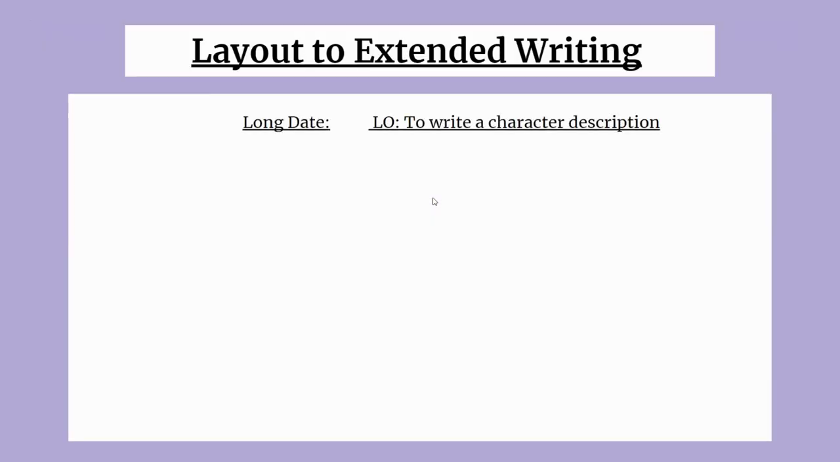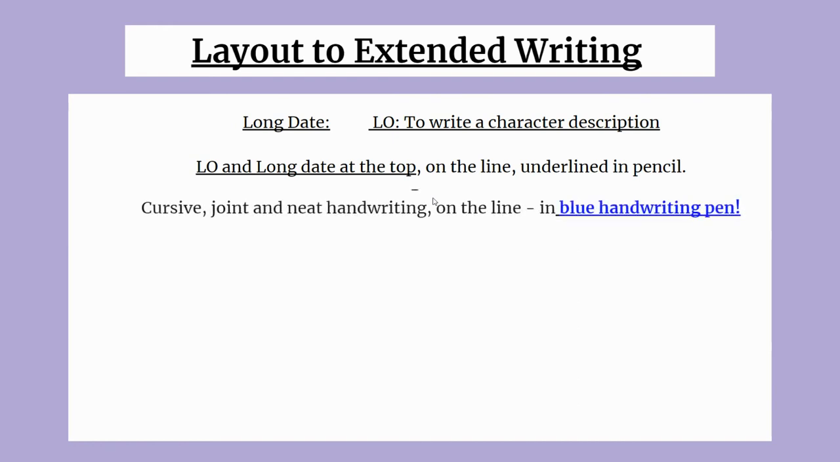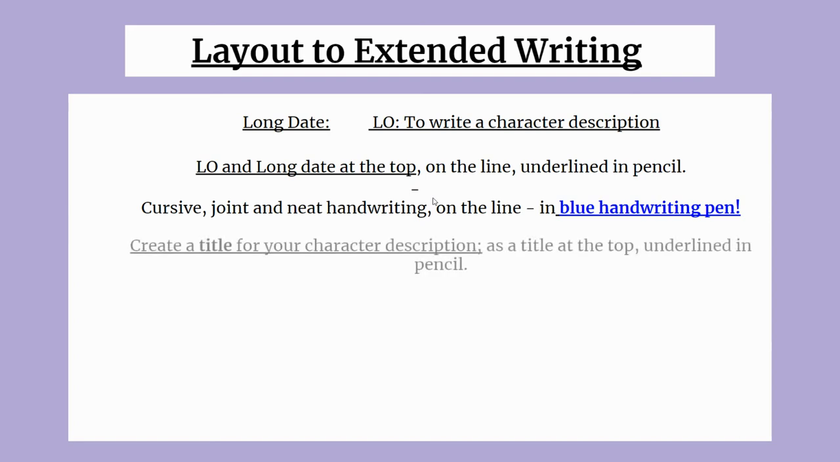Now, finally, our layout for extended writing is just the same. It's a long date and your LO at the top. Make sure that it's on the line and underlined in pencil. You then need to make sure that you've got cursive joined and neat handwriting in blue handwriting pen. You could perhaps create a title for your character description, and that needs to be underneath your LO and date, underlined in pencil as well.